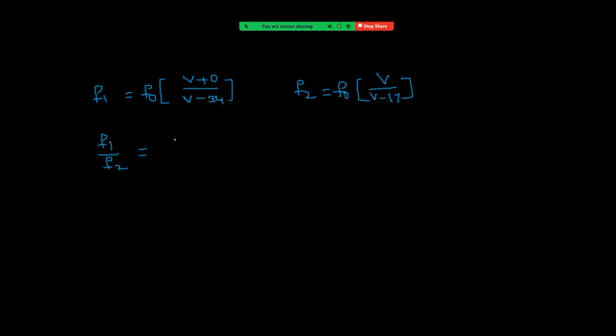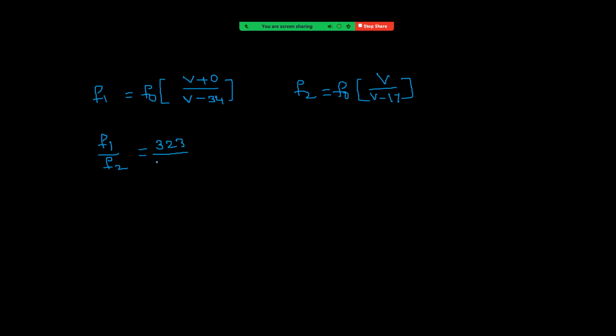F0 gets cancelled. Next V and V gets cancelled. Remaining is now F1 by F0. That means how much we get? 340 minus 17. He's asking F1 by F2, right? So this is how much? 340 minus 17 means 323.